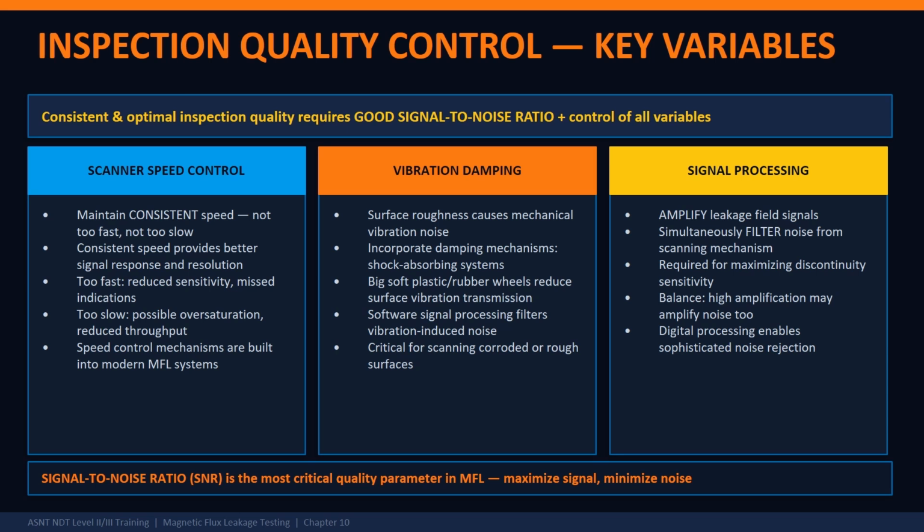Signal processing. Tiny defect signals must be amplified. But there's danger. High gain also amplifies noise. So modern software uses filtering algorithms. Here's a practical question. Would you trust a scan with poor SNR? Never. Poor SNR means false calls, missed defects, and bad inspection decisions.